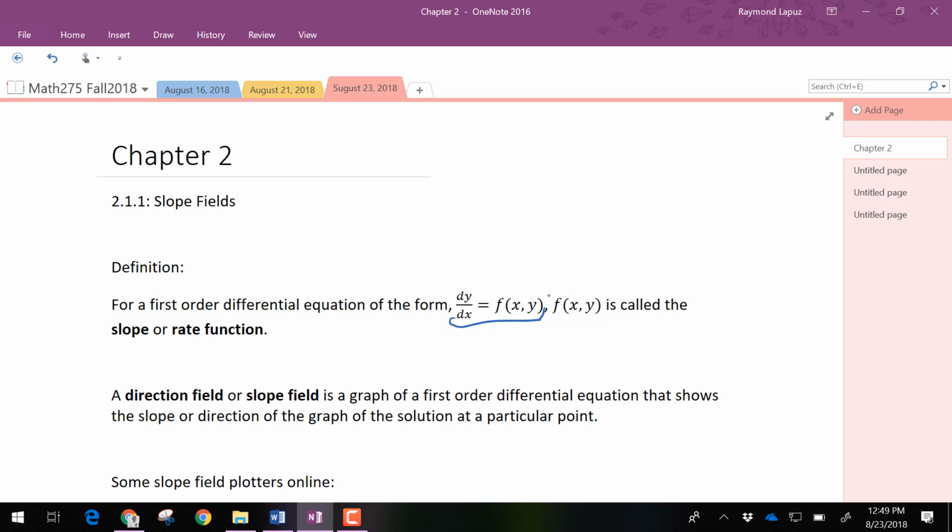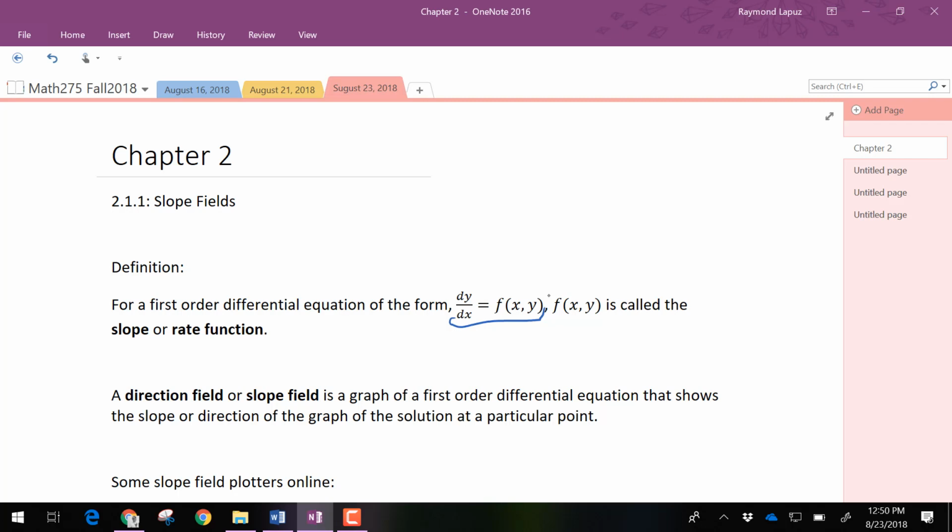So if we have a first order differential equation that we can write as y prime is equal to something, then we should be able to draw a bunch of slopes. It's kind of a weird way of looking at it, but we're just going to look at a bunch of slopes.